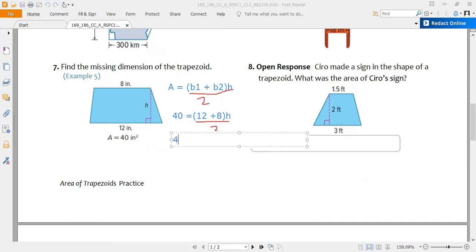First look at the number 2: it's dividing. So the opposite of division is multiplication. It will multiply on the other side: 40 times 2 will be 80, equals 12 plus 8, which is 20, times h. So 80 equals 20h. Still we didn't separate the height h.